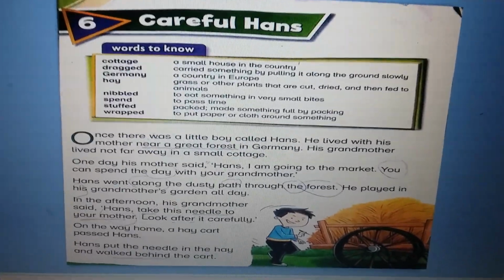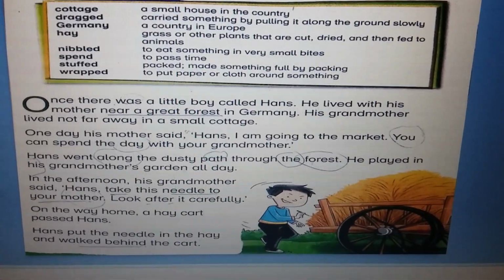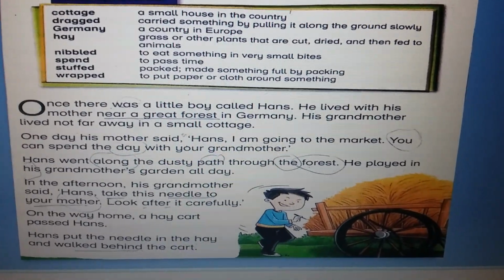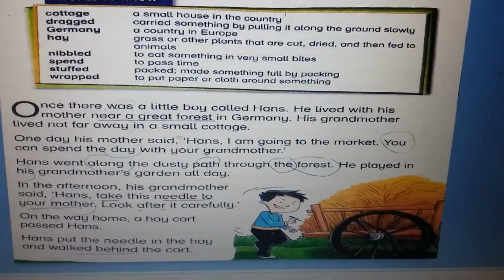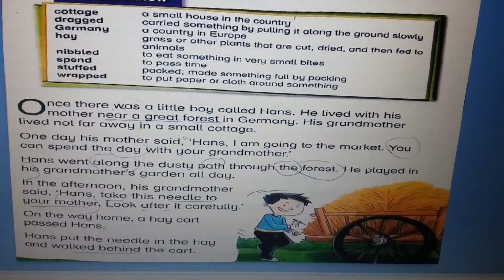Topic name is Careful Hans. Today we will read the text. Once there was a little boy called Hans. He lived with his mother near a great forest in Germany. His grandmother lived not far away in a small cottage.